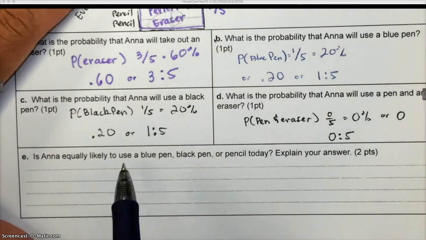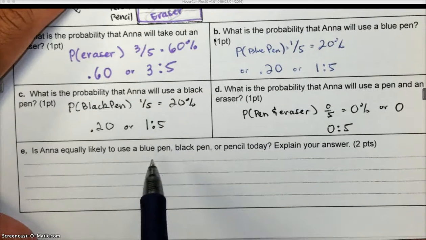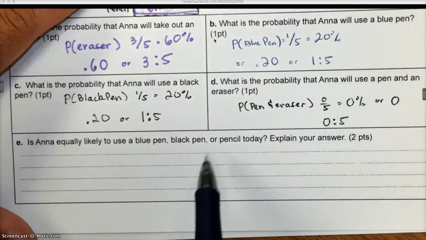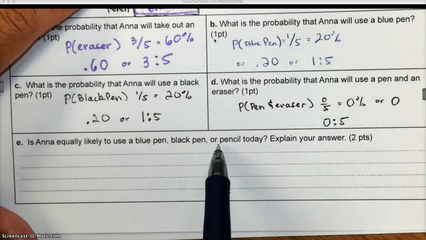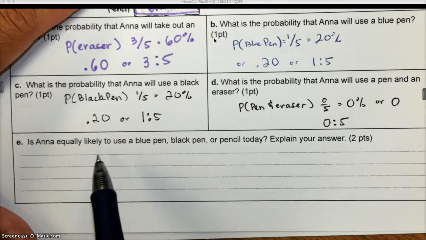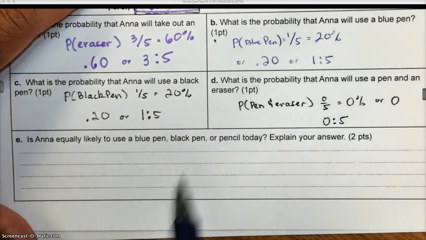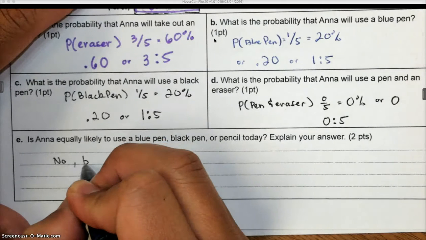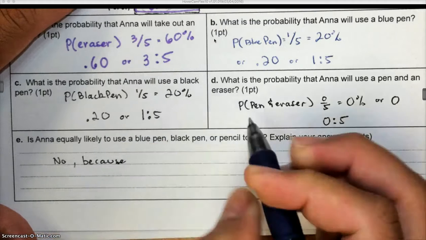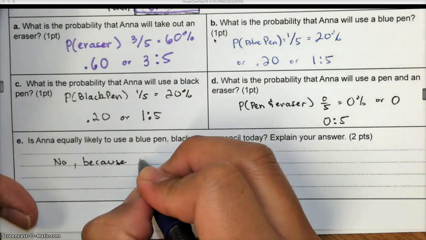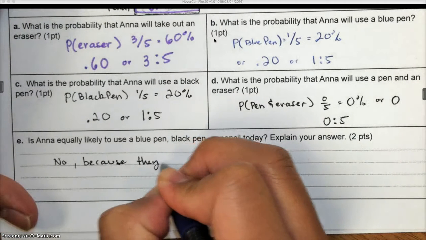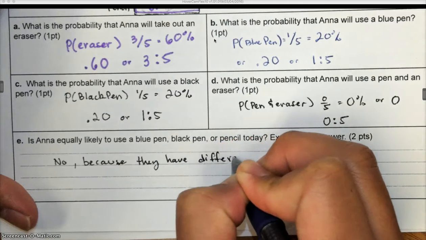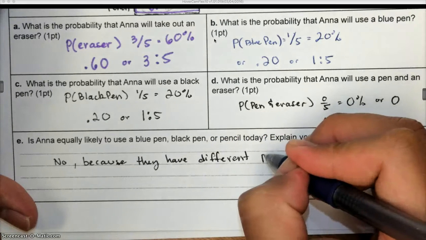Okay, it says, is Anna equally likely to use blue pen, black pen, or pencil today? I think your study guides say pencil or eraser. Okay, either way, it's going to be the same thing. No, because they have different probabilities.